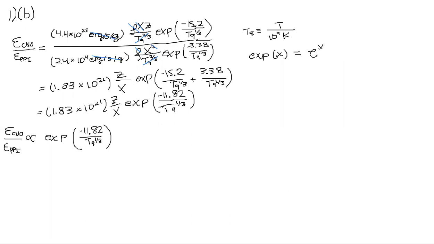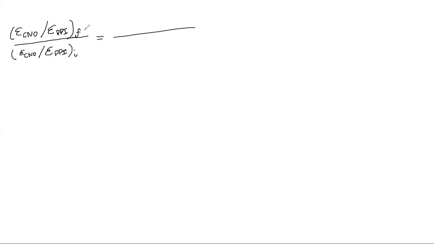So let's actually start a new slide because I have a lot more to write and I'm running out of space. Remember what we had on the previous slide, but now we're going to define an initial state versus a final state. So we have the ratio of the strength of the CNO cycle to the PP chain in the final state divided by the efficiency or the rates of the CNO cycle to the PP1 chain in the initial state. So I'm going to turn this proportionality into a ratio.